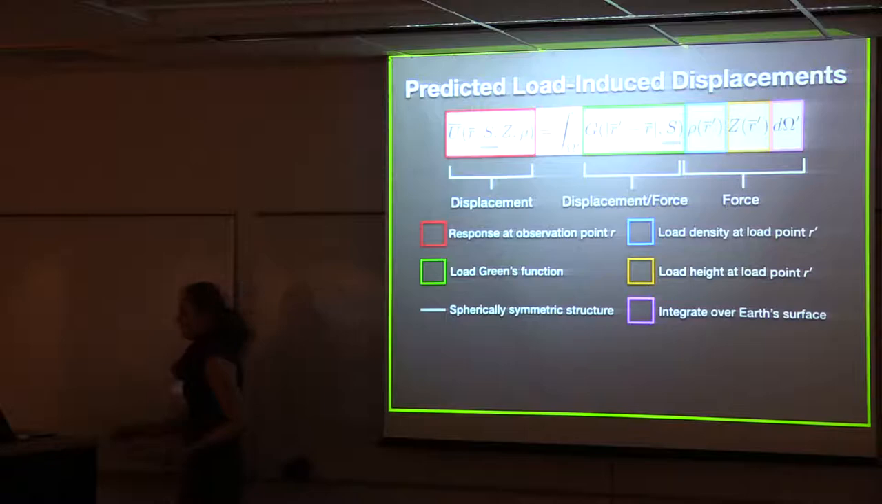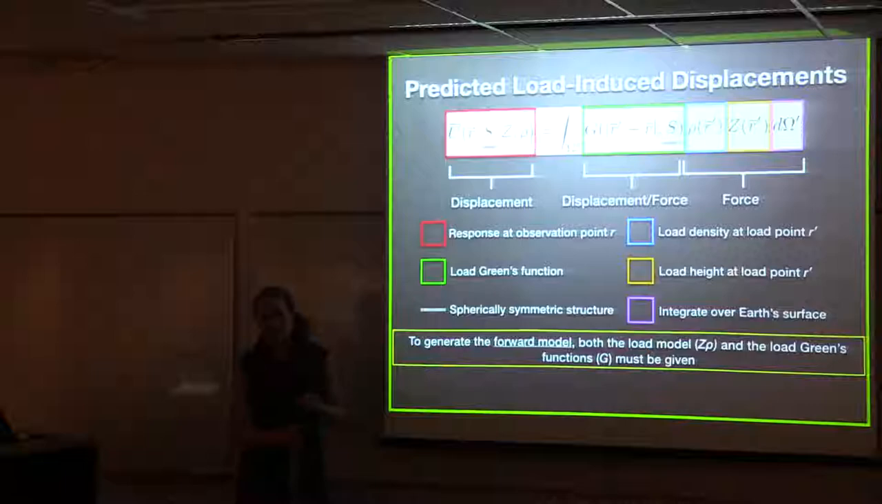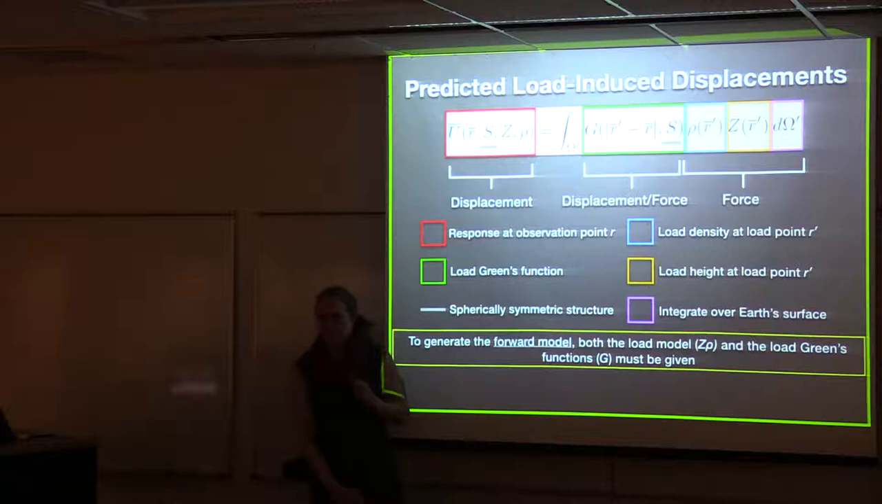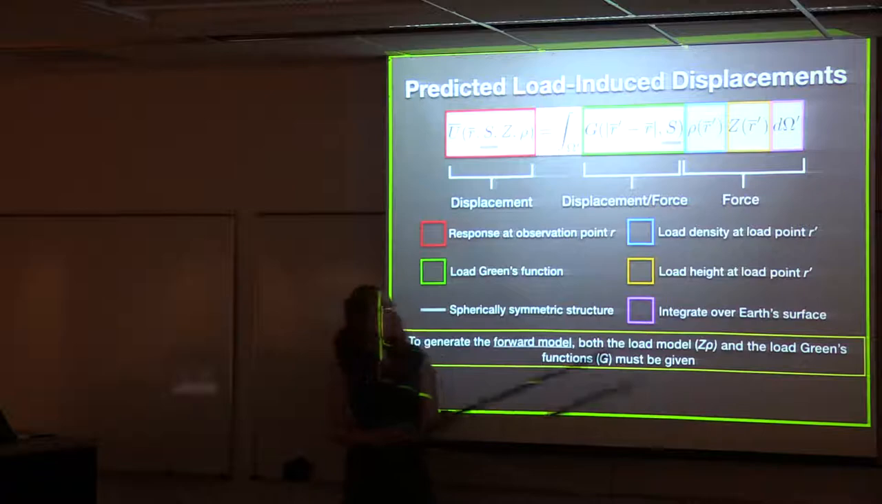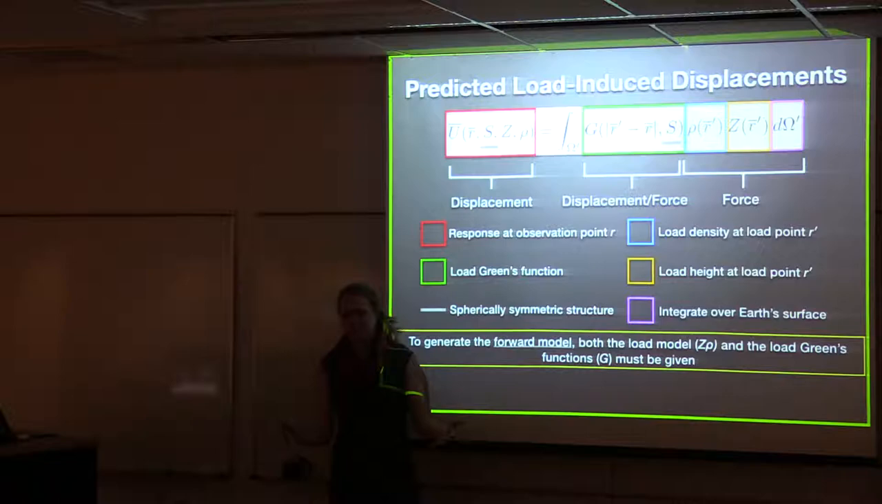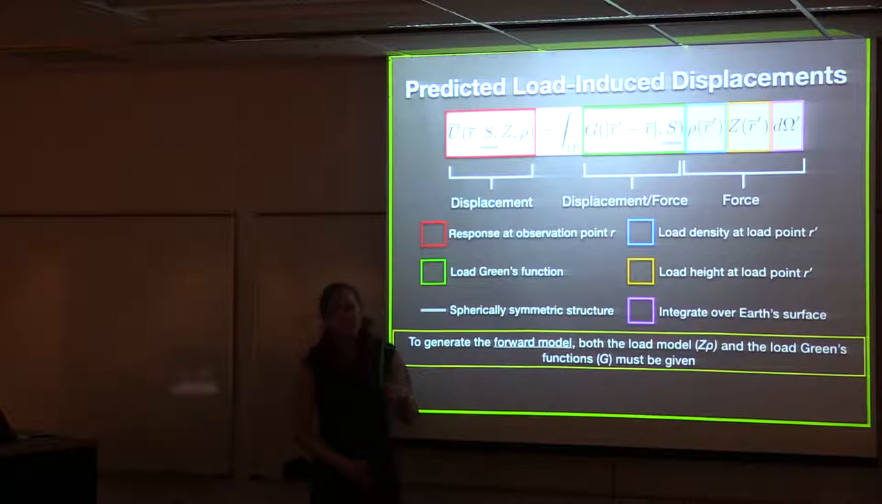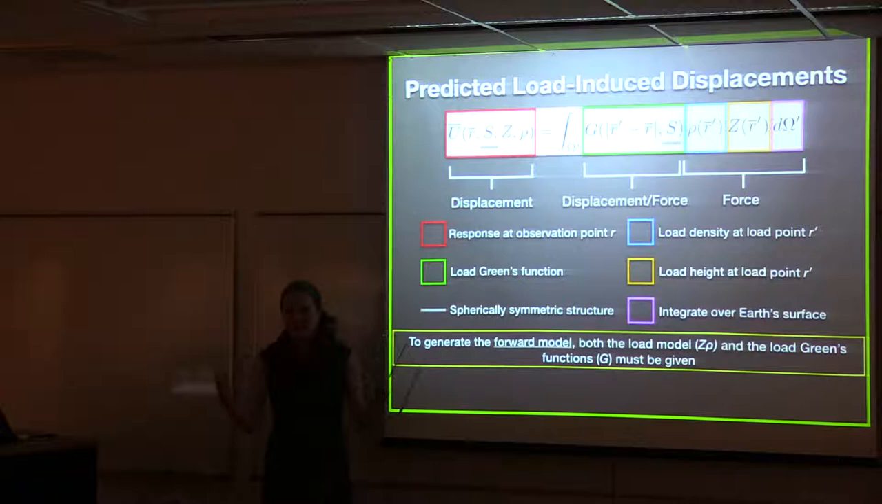So to perform this forward calculation, if we want to compute the displacement at a particular point on the Earth, we need to know two things. First of all, we need to know what the Green's functions are. So we have to compute those based on Earth's structure. And the second thing we need to know is our force. That's our load model. So it's what is the density and what is the height of the load. And that information for the ocean tides, for instance, is coming from the tidal amplitude and phase across the oceans. And then we will input a density of seawater, which we assume is uniform globally.